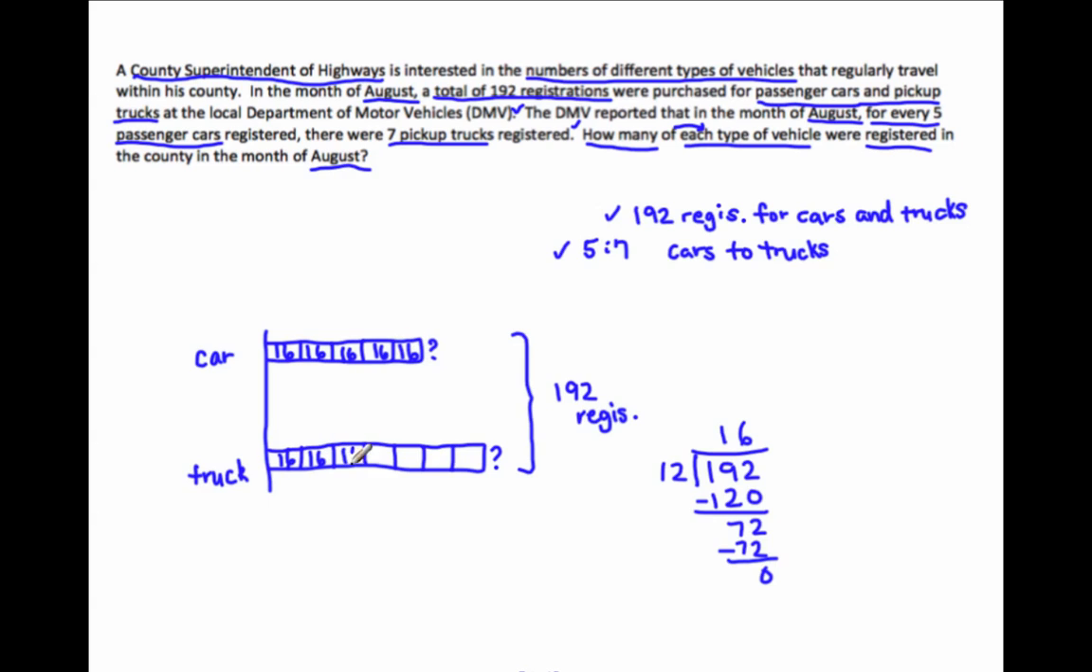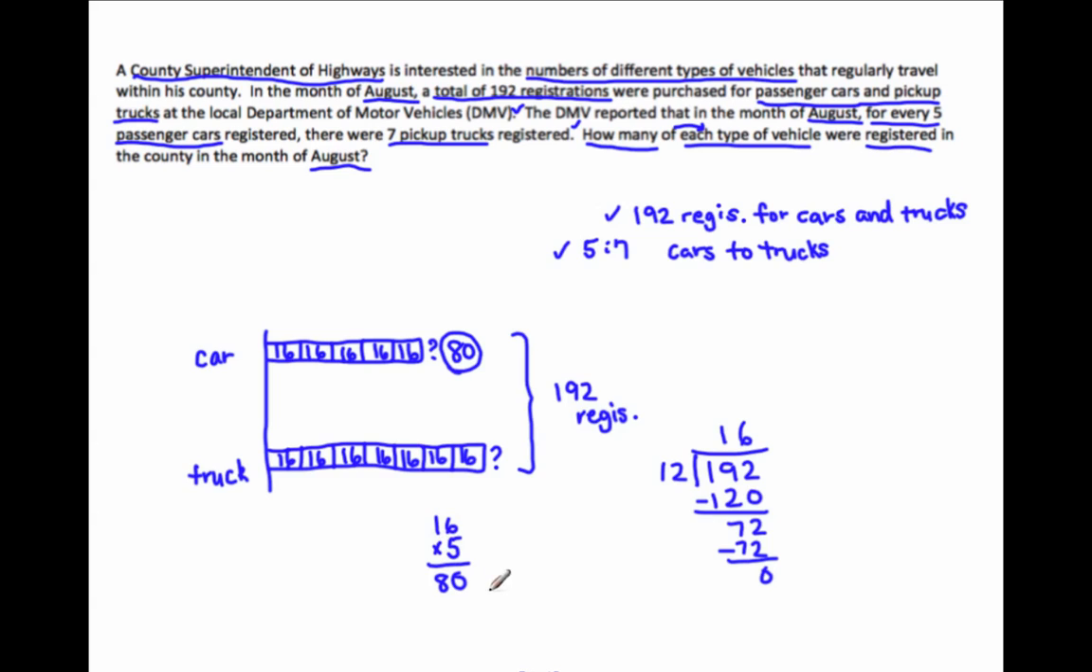So if I want to find out how many registrations go with cars, how many units do I have? 1, 2, 3, 4, 5 units. Of what number? 16. So 5 times 16 should tell me how many car registrations there were. And there were 80 car registrations.